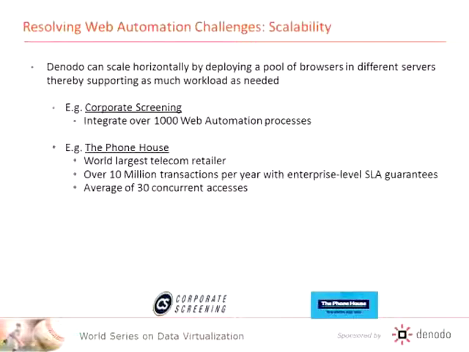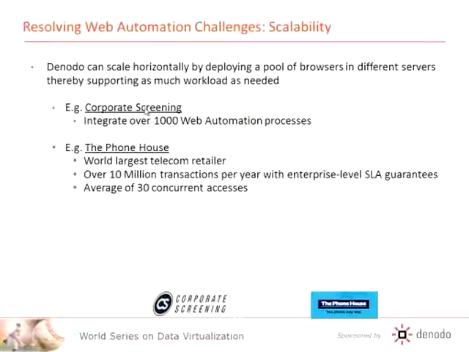Now, moving to scalability. Denodo has the ability to scale horizontally by deploying a pool of browsers on different servers. High availability architecture with active-active and active-passive configurations is also available. Denodo scalability can be demonstrated by some customer examples.